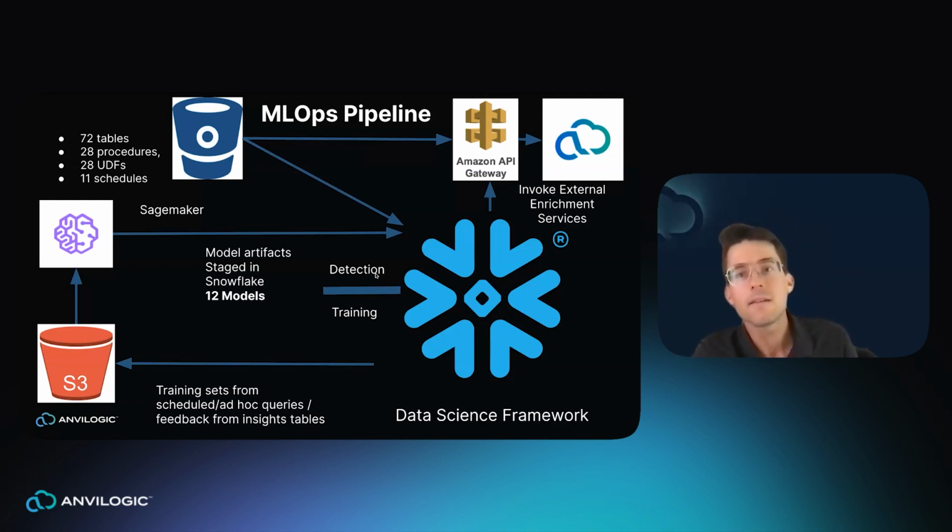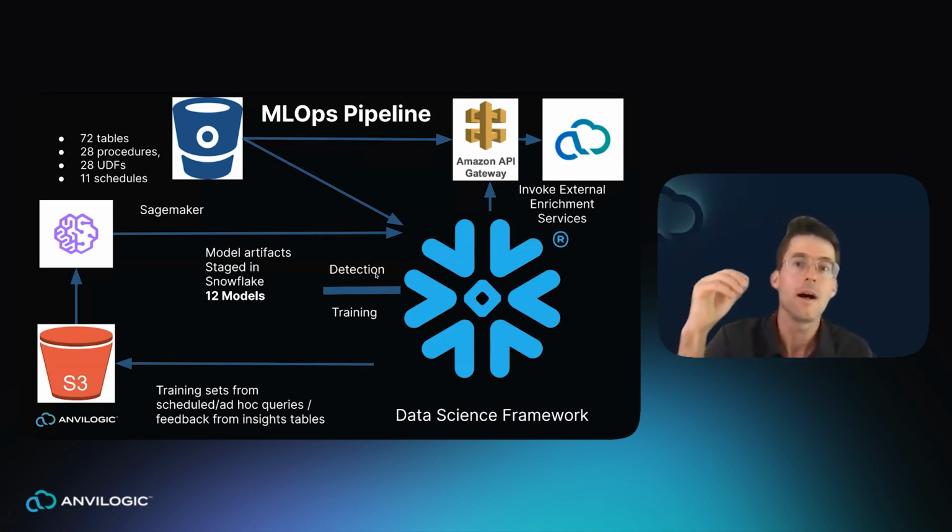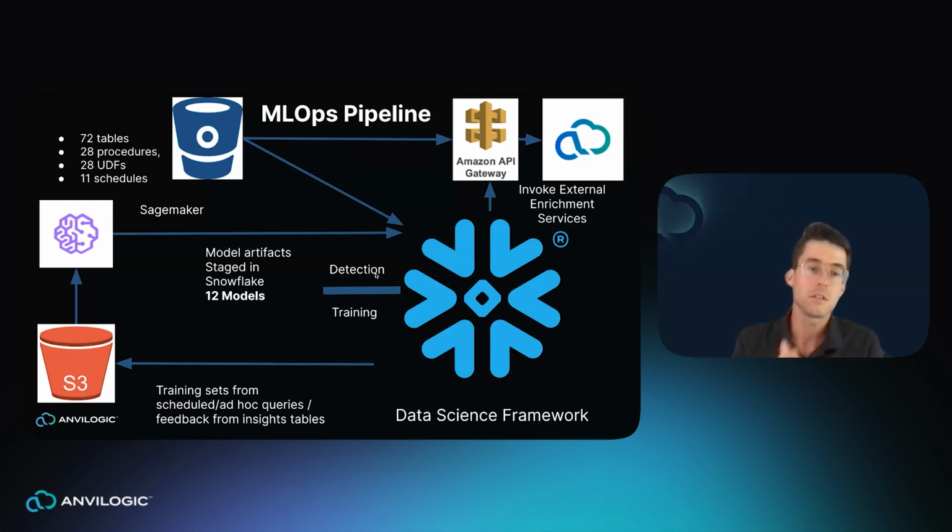Once we do find something interesting, we use API gateways to notify our Anvilogic platform that for this particular customer, we have found a detection. What I like about this pattern is that it works particularly if you need to use GPUs, or maybe you need low-latency inference.